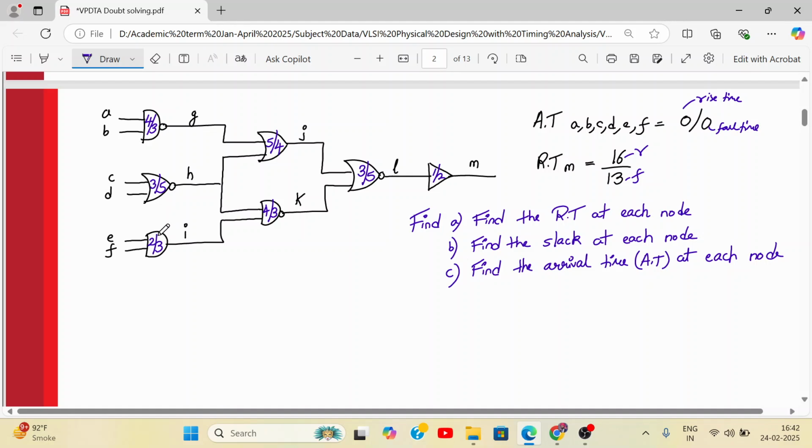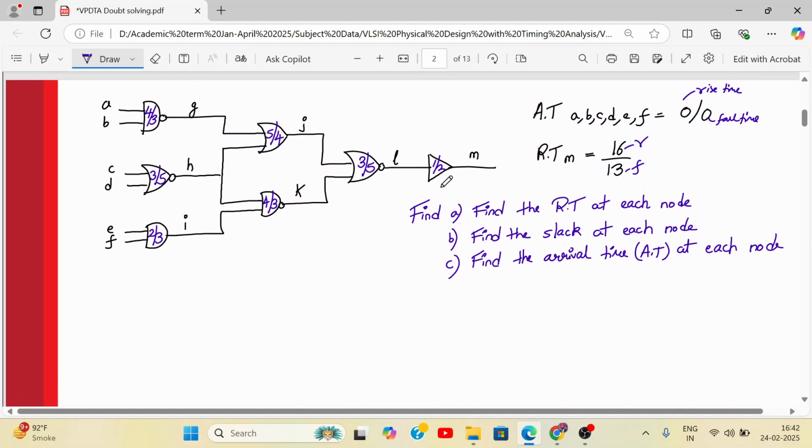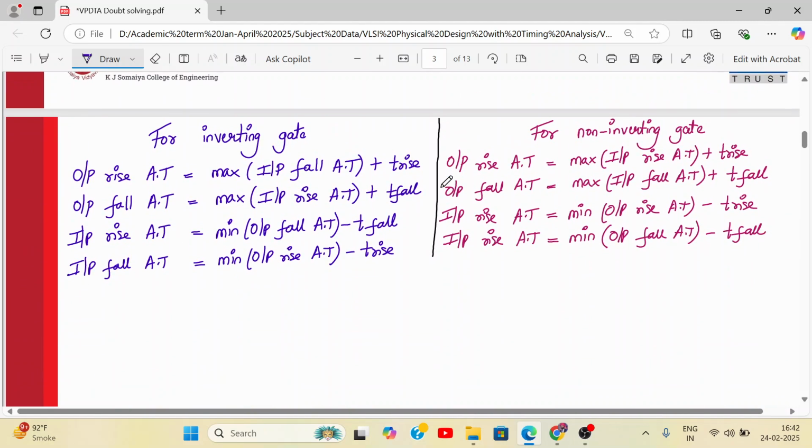NOR gate. Then there are certain non-inverting gates like AND gate, OR gate, and a buffer. So there are around 4 inverting gates: NAND, NOR, another NAND, and another NOR. So two NOR and two NAND gates are the inverting gates, and the AND gate, OR gate, and a buffer are non-inverting gates. So let us revise the formula first.